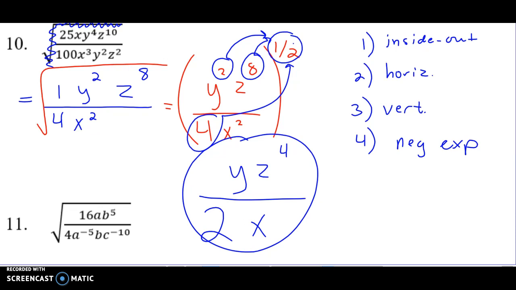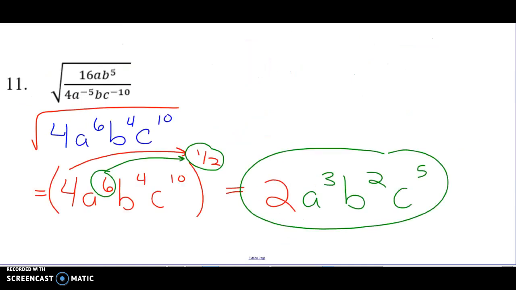All right, give number 11 a go. And here is the final answer.